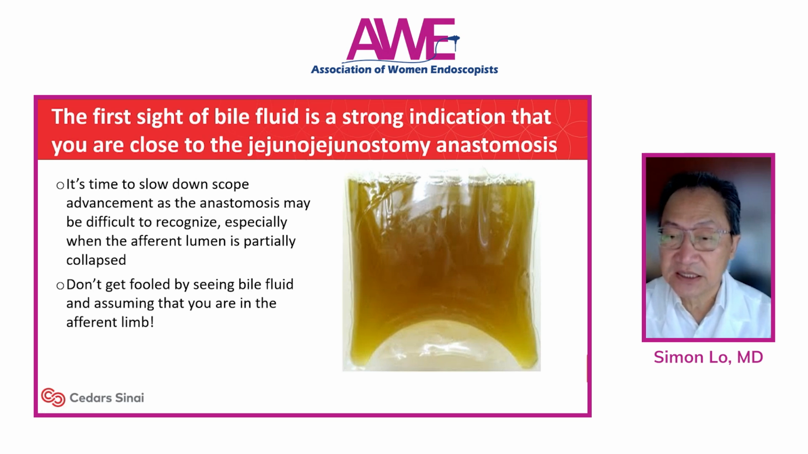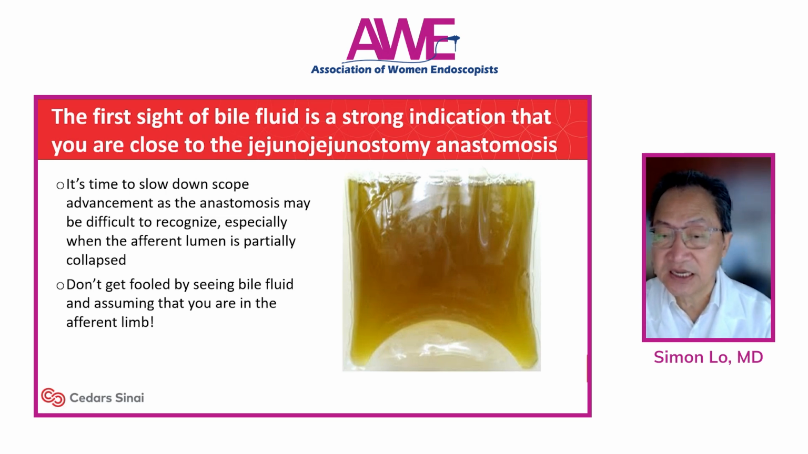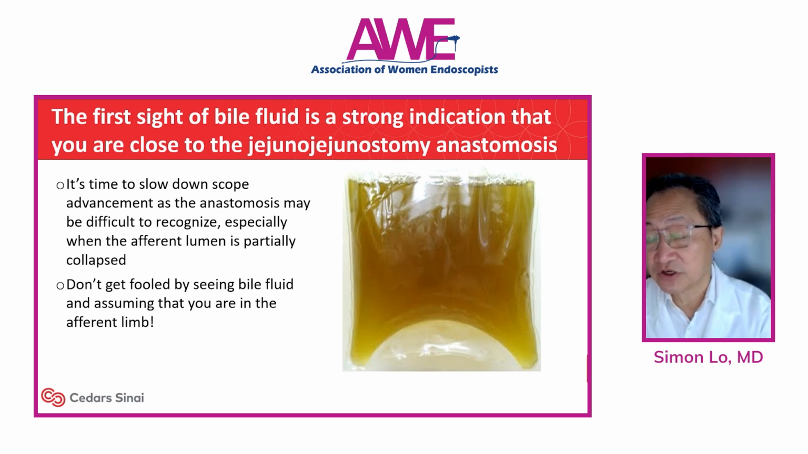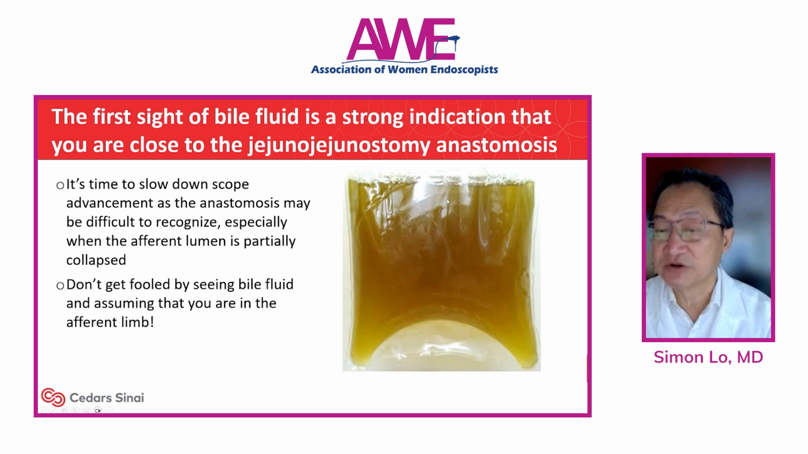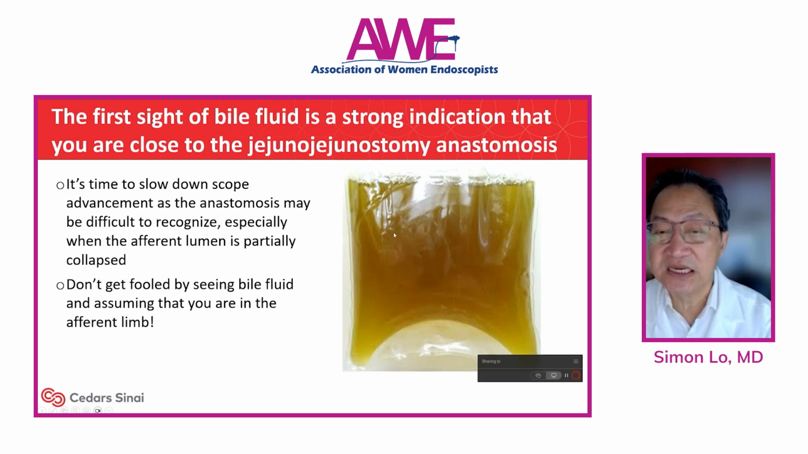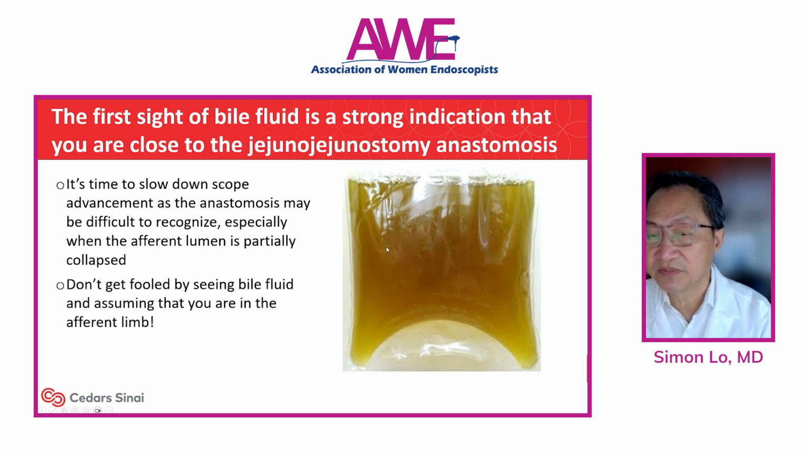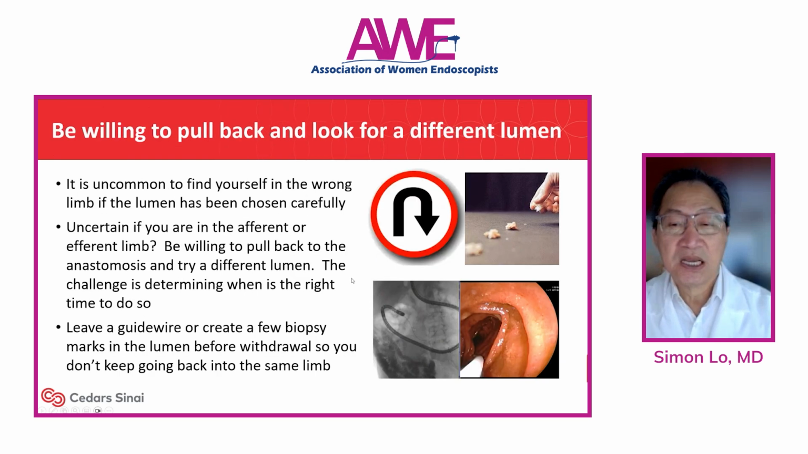Don't be fooled by seeing a lot of bile collecting in a lumen, because many times people think that it is the afferent limb, but it's not true. You can equally see a large amount of fluid in the efferent limb as in the afferent limb. But once you've seen the bile, if you don't see the anastomosis after going a distance, you know that you passed the anastomosis. You probably need to come back and find the lumen again.